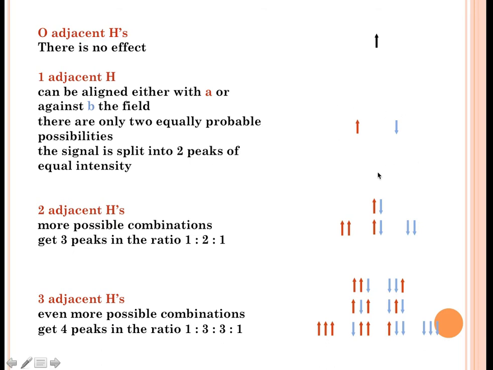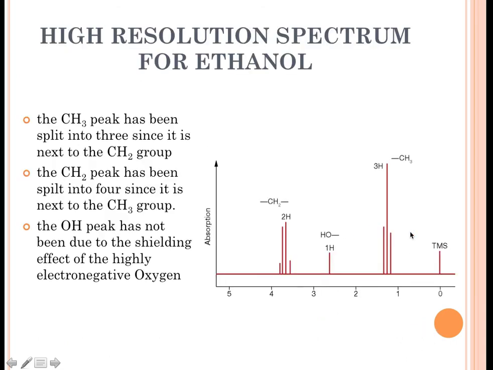As we start adding more adjacent hydrogens, the number of possible combinations increases. So if I've got 2, I can either be with both of them, or with one and against one, or with the other one and against the other one, or against both of them. Don't worry too much about how it's worked out, just this is where we get from. So here we'd get a triplet, and our middle line is going to be twice as high as the ones on either side.